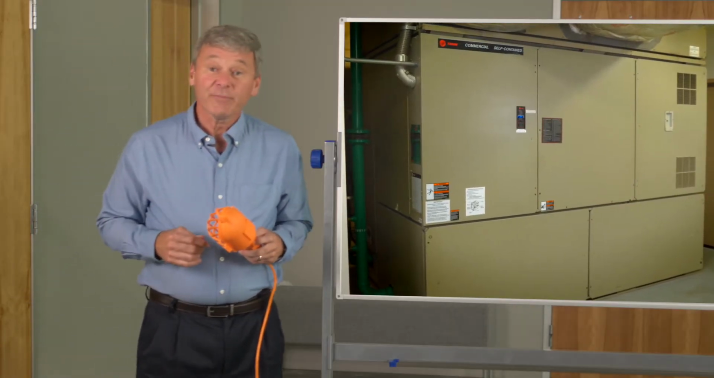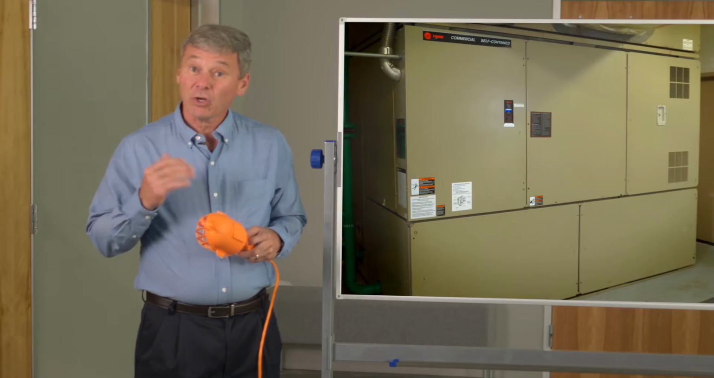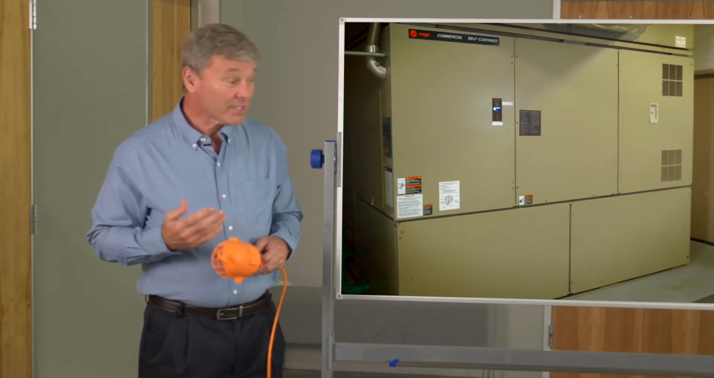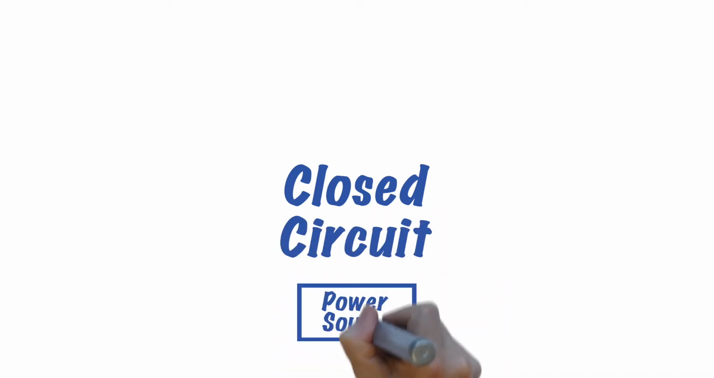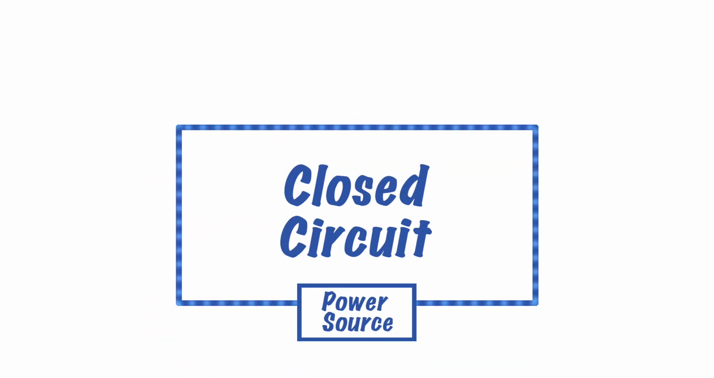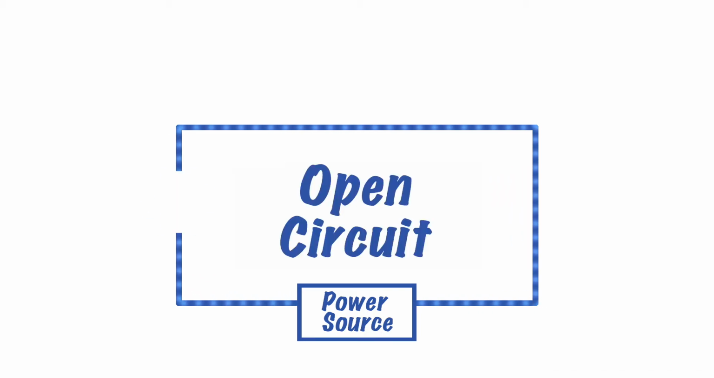Let's take a closer look at what it takes to get electricity flowing along electrical wires so it can power things like this air conditioning unit. To get electricity to flow, you need a closed path or closed circuit. In the simplest circuit, a power source provides electricity, which travels along a wire and back to the power source. If there's a break anywhere in the path, you have an open circuit and the electricity stops flowing.